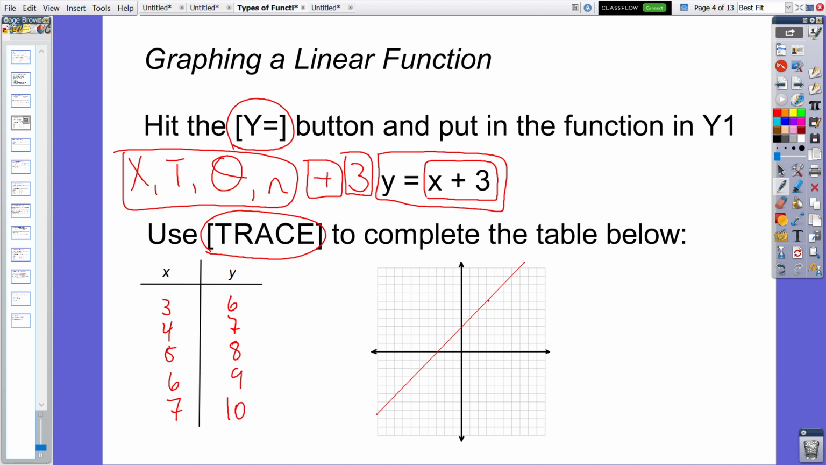So 3, 6, well, that's right here. 4, 7 is right here. 5, 8 is right there. 6, 9, and then 7, 10. Notice how they're all on this straight line that I've drawn already here.